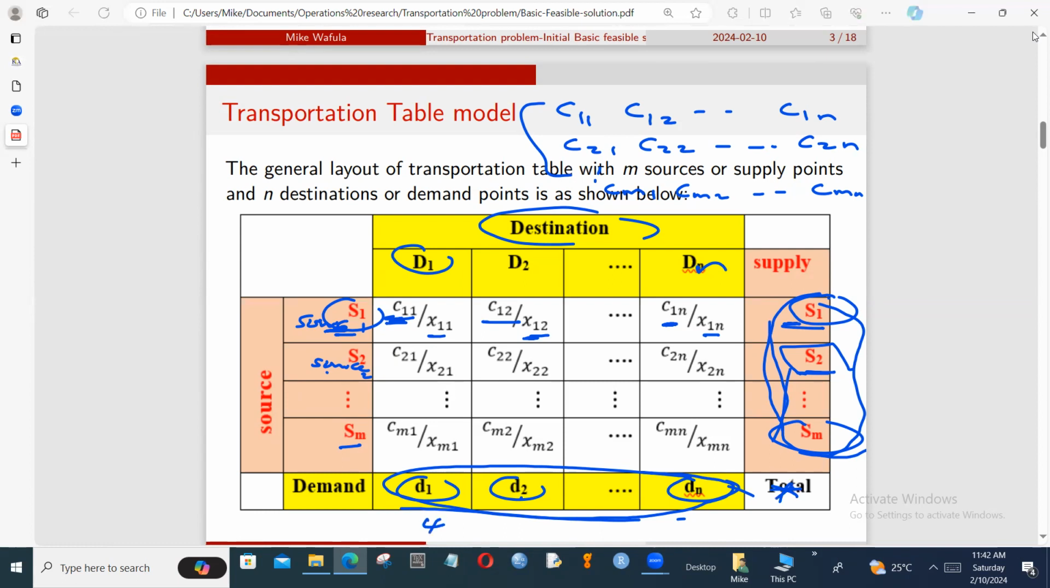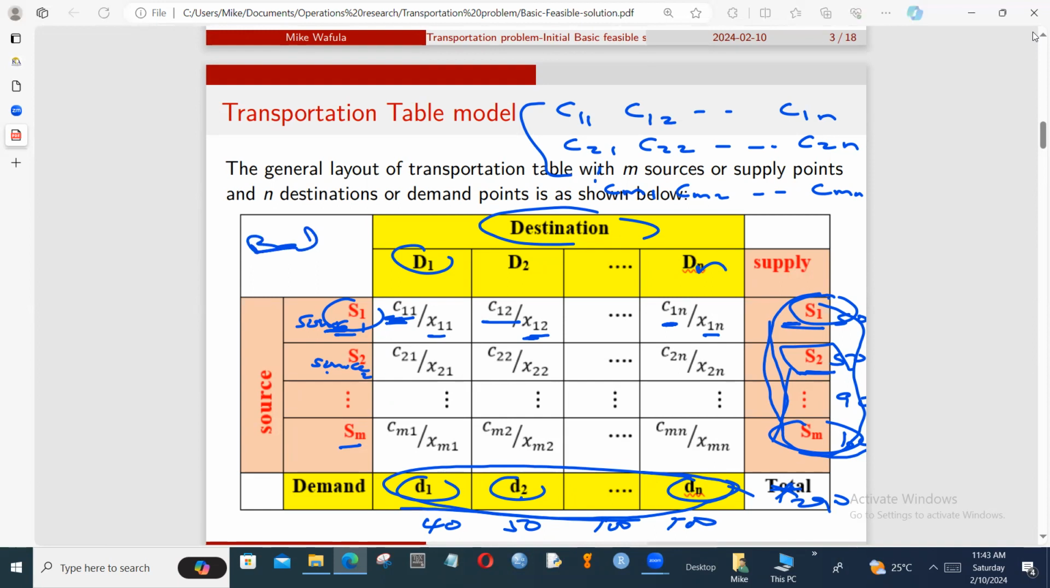For example, you're having, let's say, 40, 50, 100, 100, that is 290. And you also have maybe this is 90, this is 100, and then maybe 50, 50. So that is also 290. So in a scenario where the total supply and the total demand are equal, that kind of transportation table is called a balanced one. So that's a balanced transportation table.